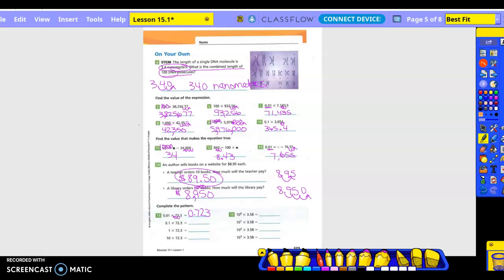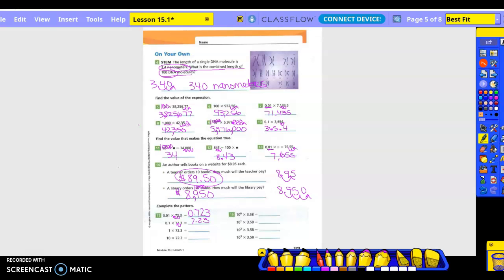723,000. I'm multiplying times the decimal. Which way am I going? To the left. I have 1/10. How many decimal places is that? 1. So I'm going to go 1 place to the left. So 7 and 23 hundredths.